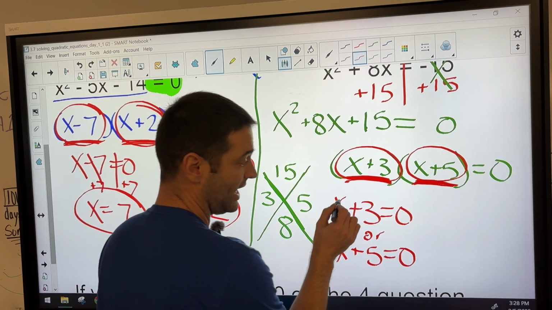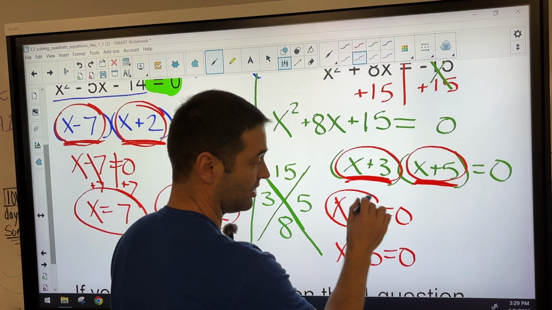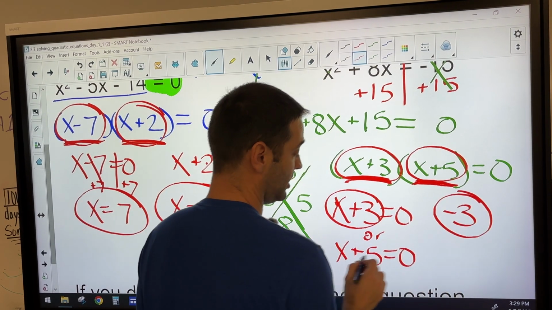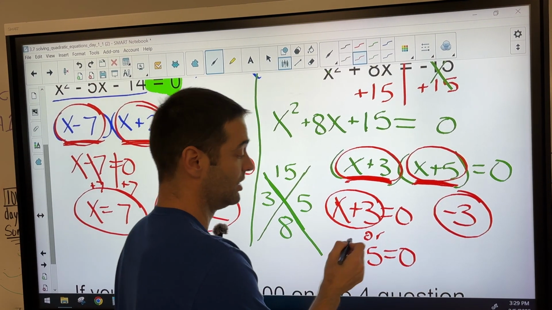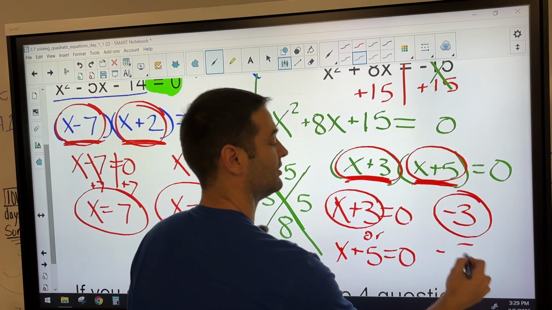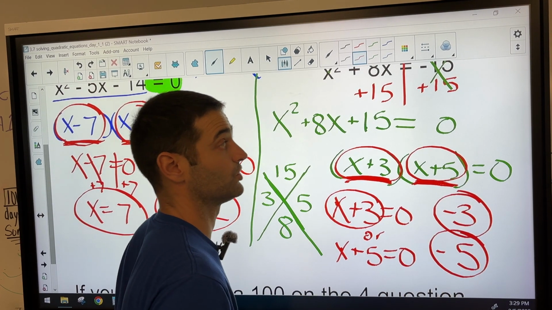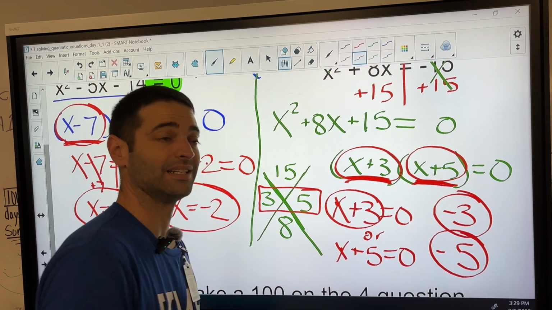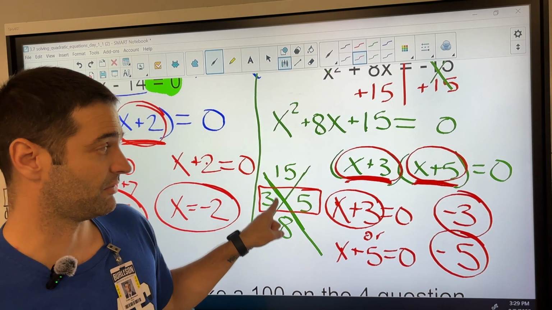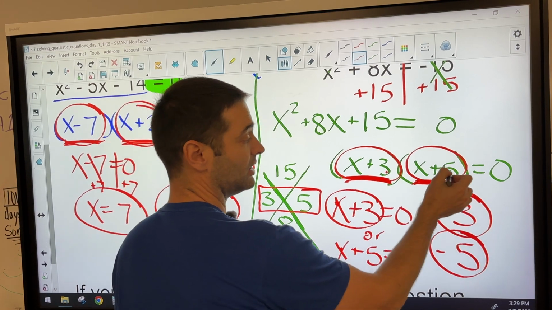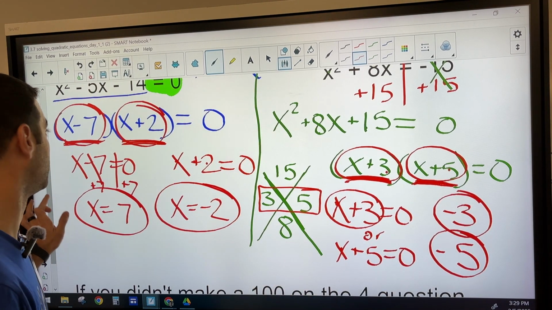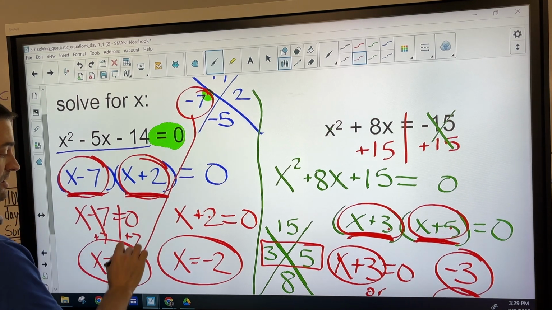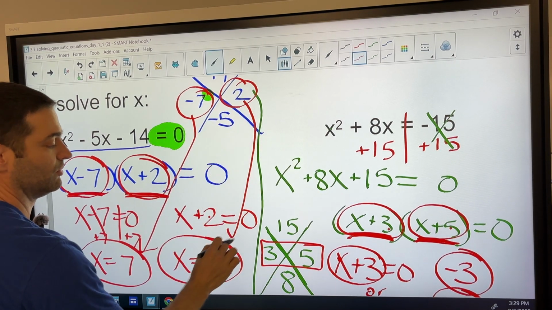Well, what x makes this 0? Negative 3 plus 3 is 0. So negative 3, and then what x makes this 0? Negative 5 plus 5 equals 0. The shortcut, once you start to figure it out, you just reverse the signs of these numbers. So negative 3, negative 5. Or these numbers, negative 3, negative 5. Same thing over here. If you look at the shortcut, positive 7 and negative 2.